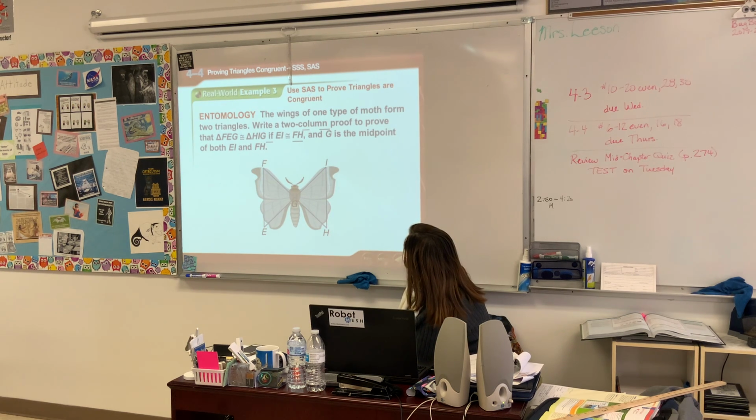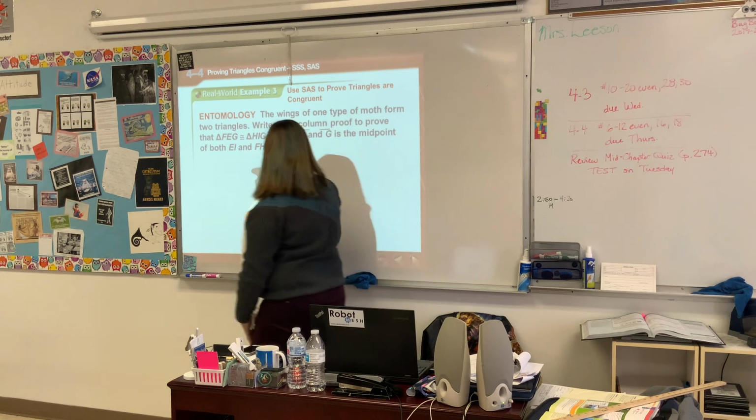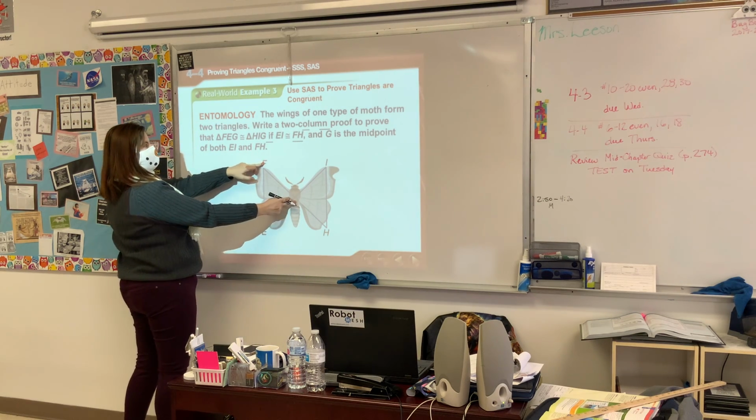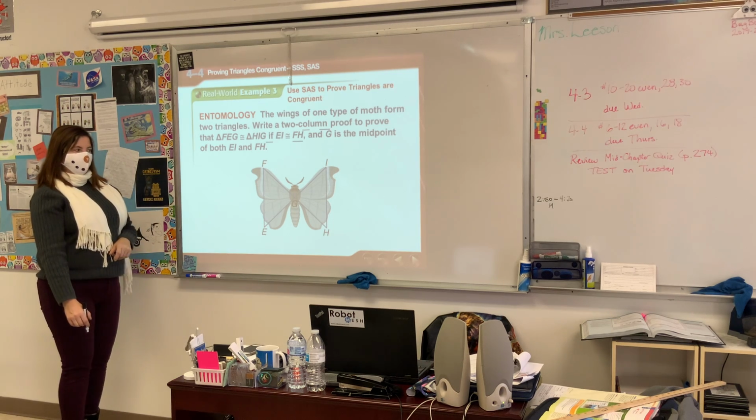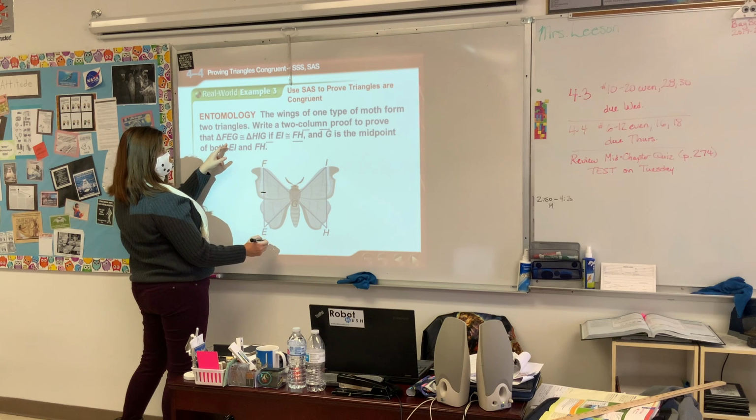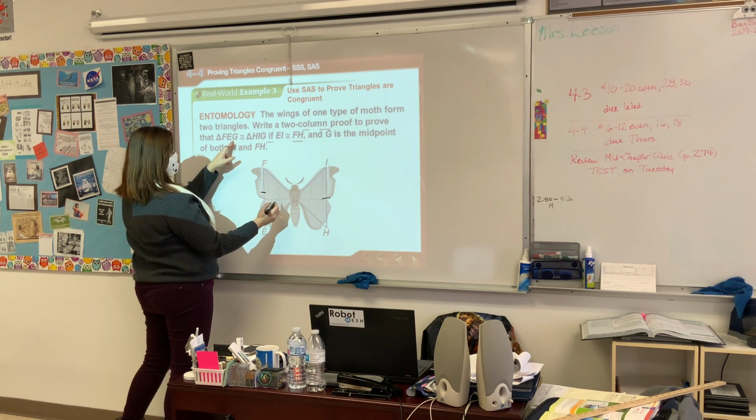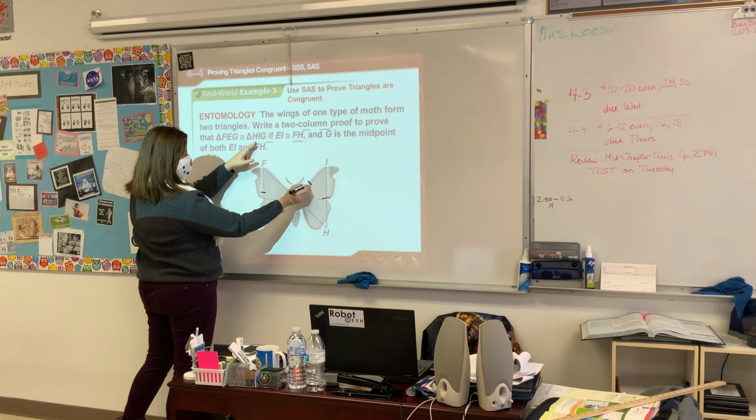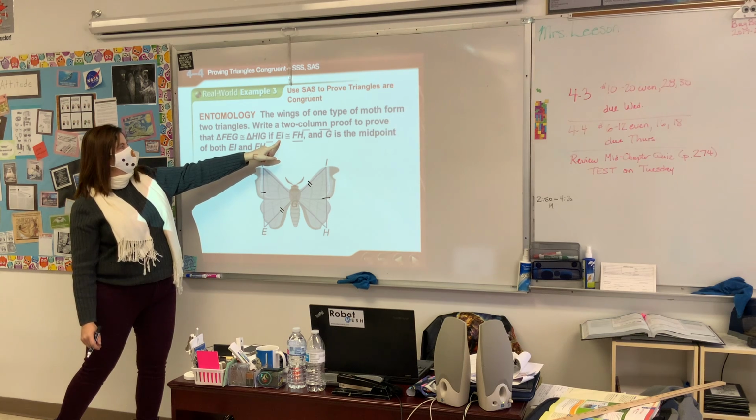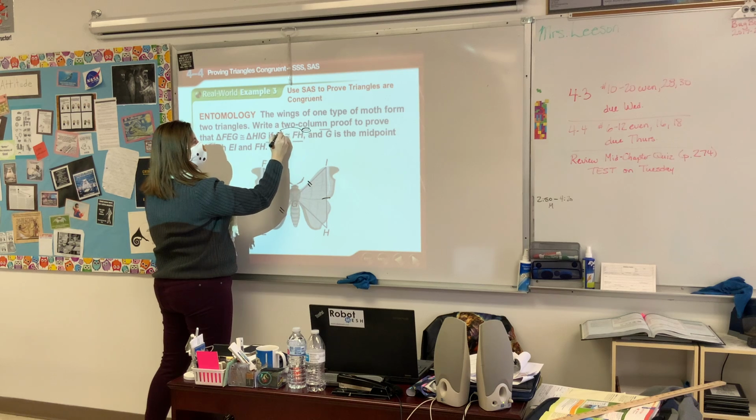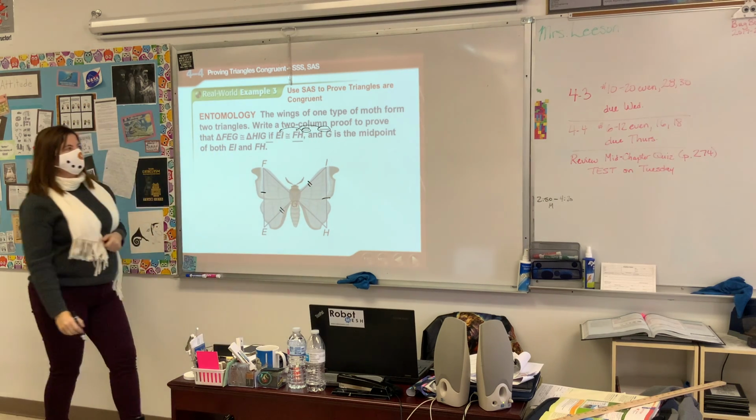So here we're going to use side angle side to prove that these wings are congruent. It says the wings of one type of moth form two triangles. Write a two-column proof to prove that FEG, okay, so they're saying triangle FEG is congruent to HIG. Okay, that's the ones that they say are corresponding. So what that means is this is corresponding to this, and then EG is corresponding to IG, right? It says if we know that EI, that kind of got moved a little bit. These should be over here. I don't know how they kind of slid over.